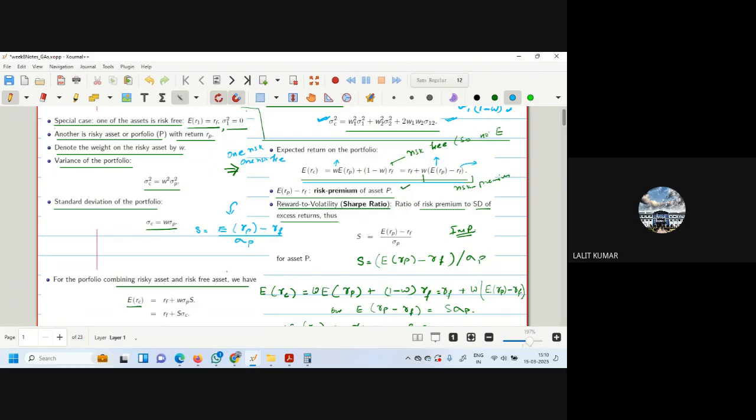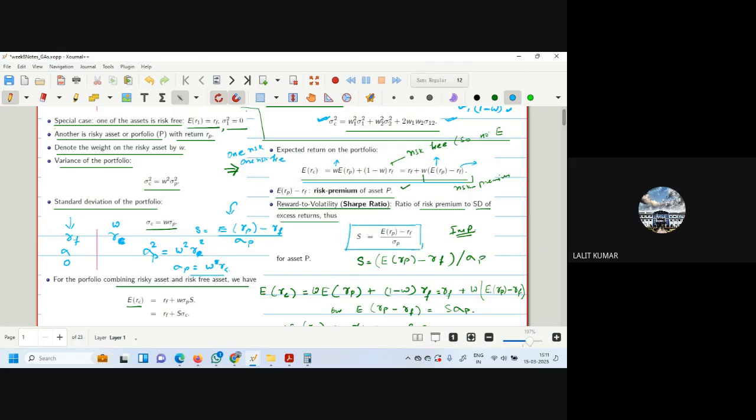Now remember, when you have one risk-free and one risky asset, the standard deviation or variance of the risk-free asset is always 0. And the total standard deviation of the portfolio is W into sigma P. Sorry, let me make the portfolio RC, so the standard deviation is W into sigma P. We have to remember this formula and the meaning of this Sharpe ratio.